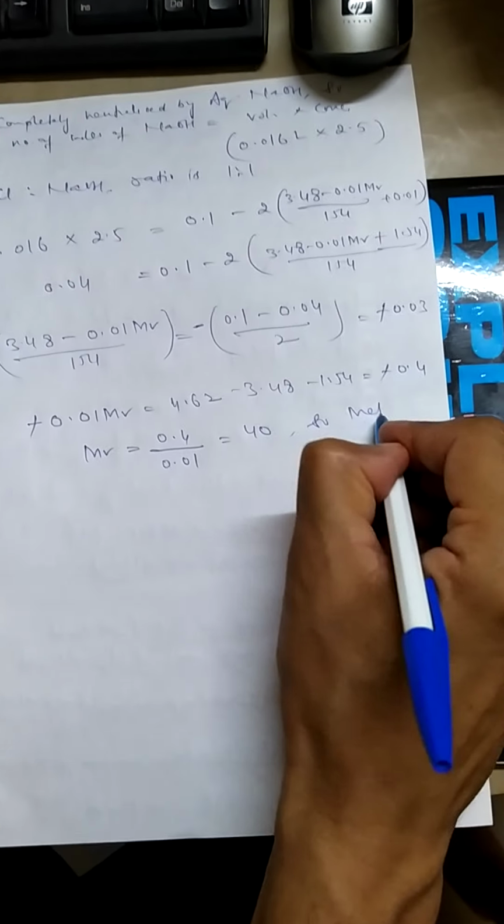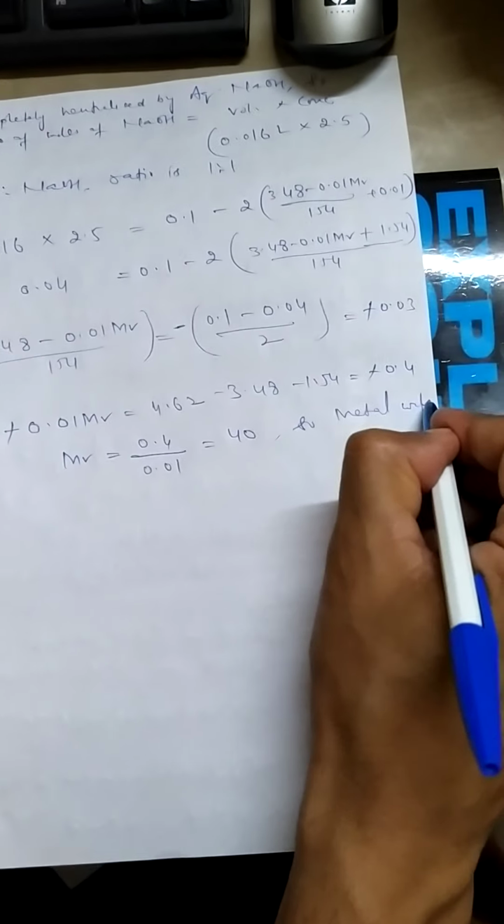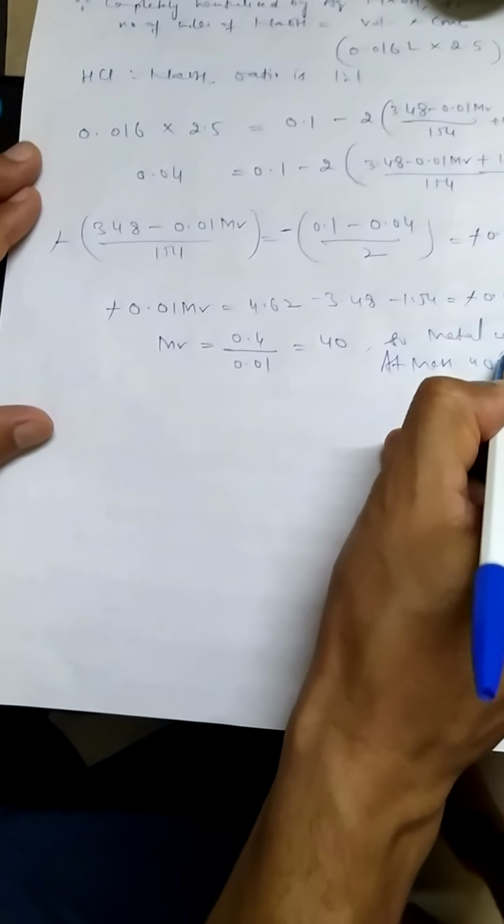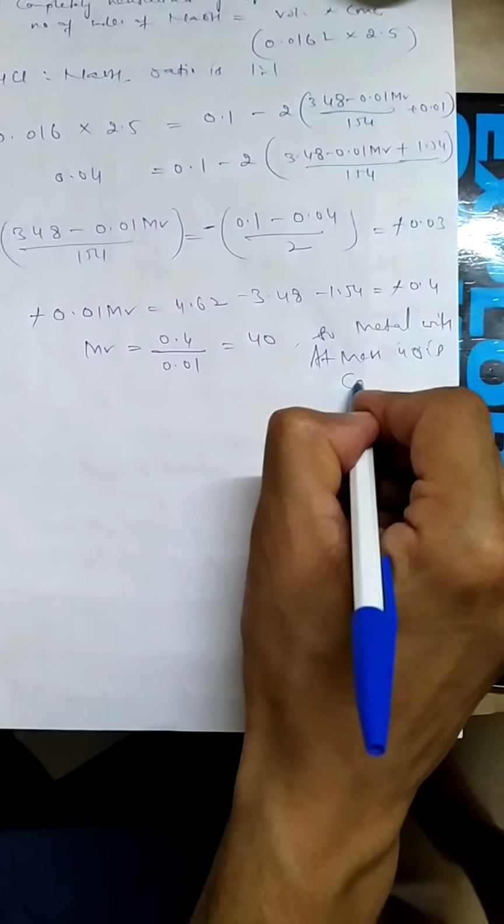So the metal with atomic mass 40 is, everybody knows, that is calcium.